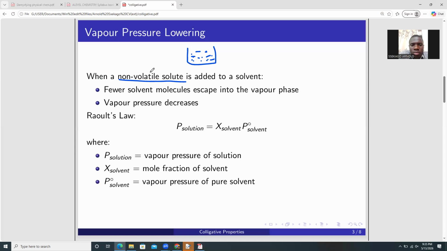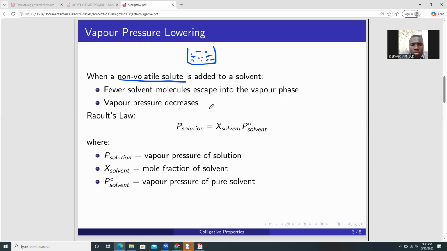A volatile solute, think about, do you know this thing, this spirit? Spirit is volatile. Why? It has a high vapor pressure, it has a low boiling point. Those are key components of volatile solutes: high vapor pressure, low boiling point. As in, if you have ever interacted with the spirit, it easily evaporates, it easily spreads. So that is a volatile solute. So solutes that are considered here should be non-volatile. Spirit cannot work in this case.